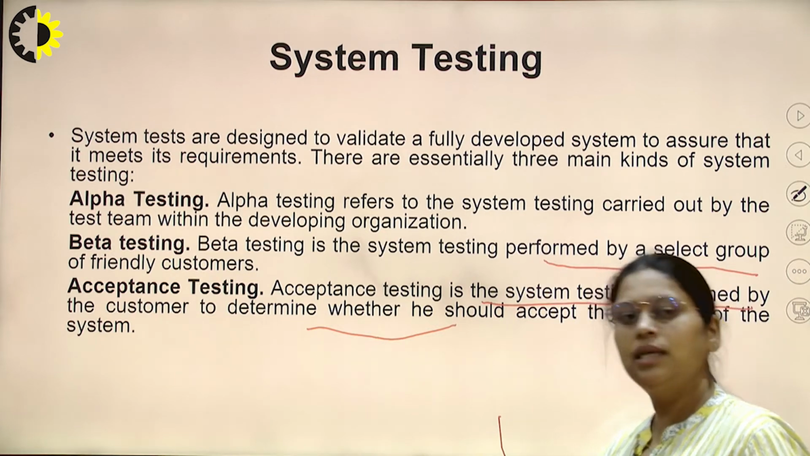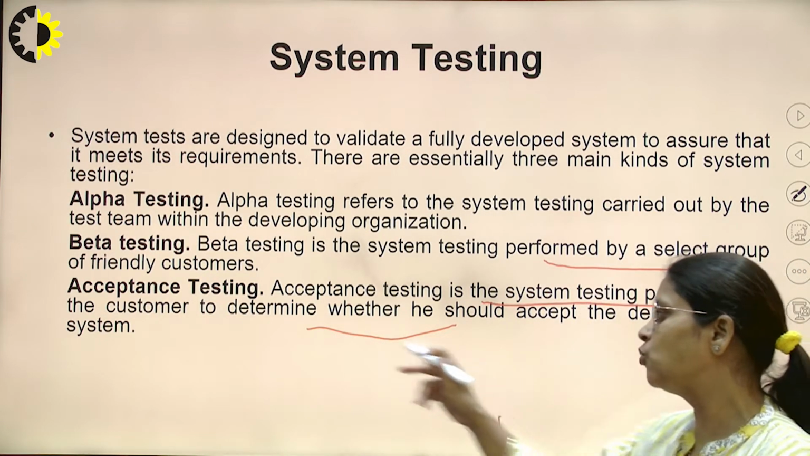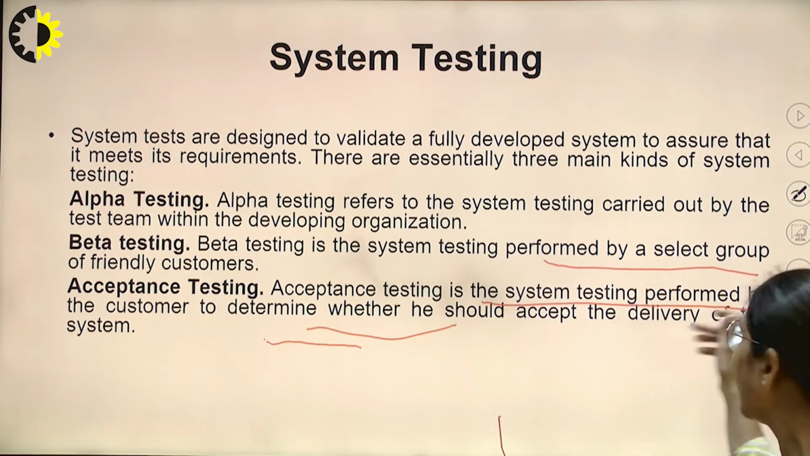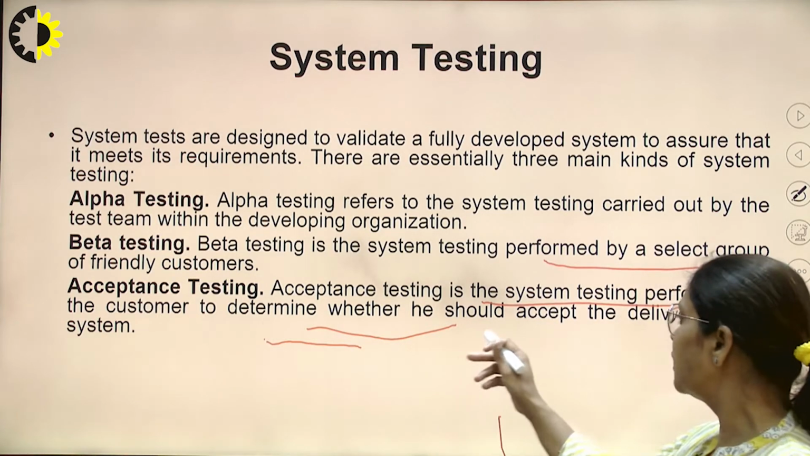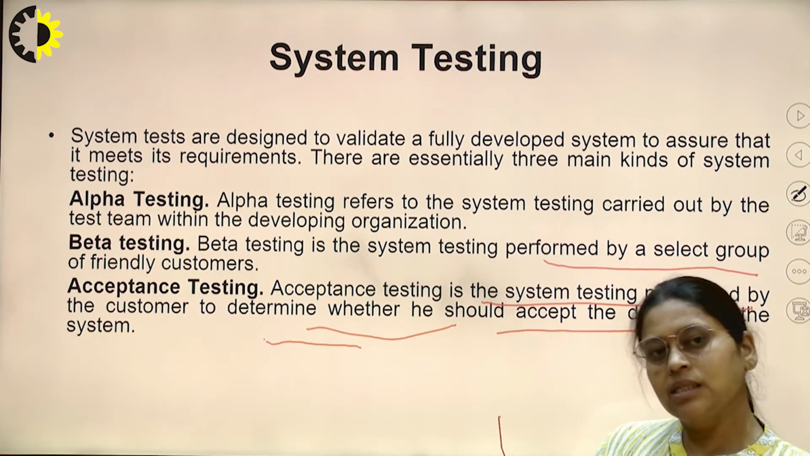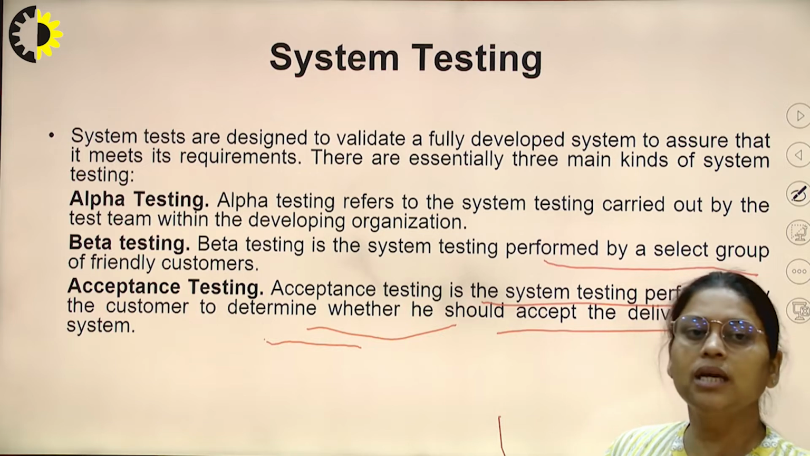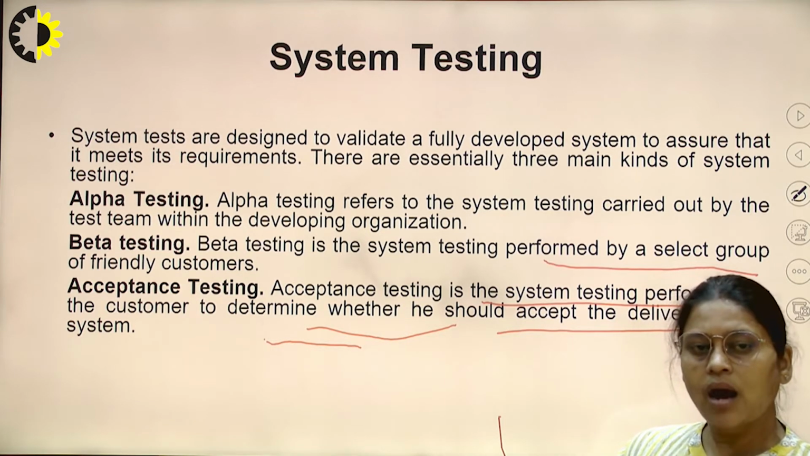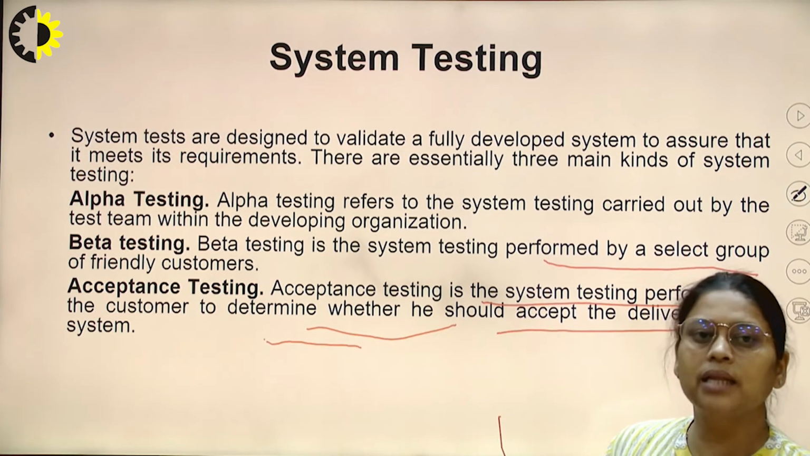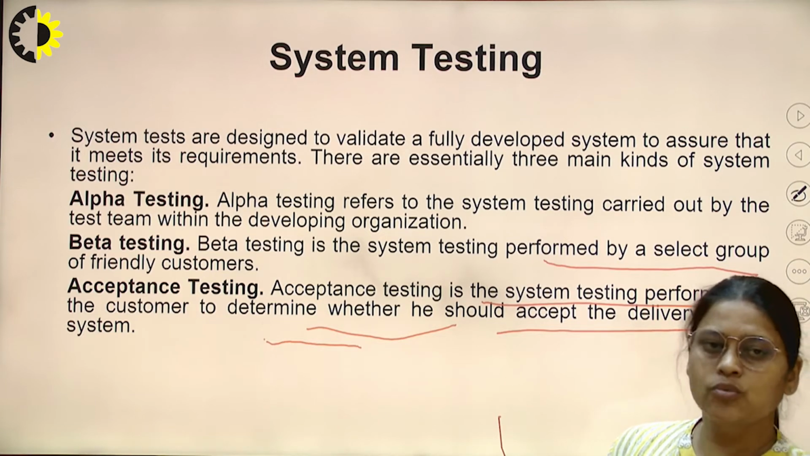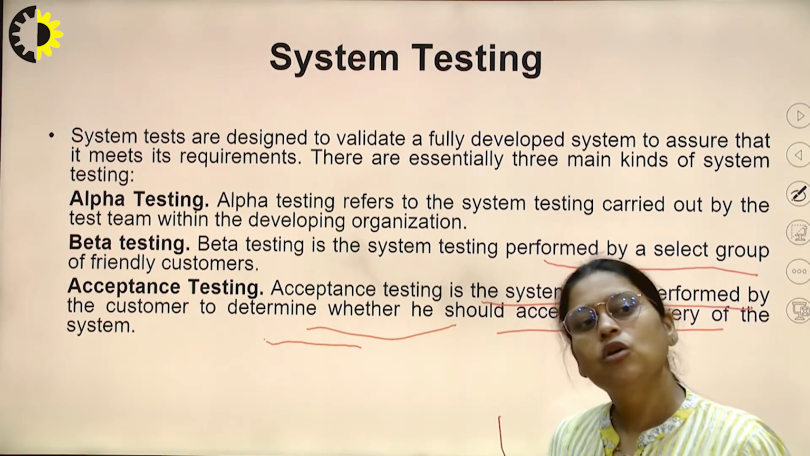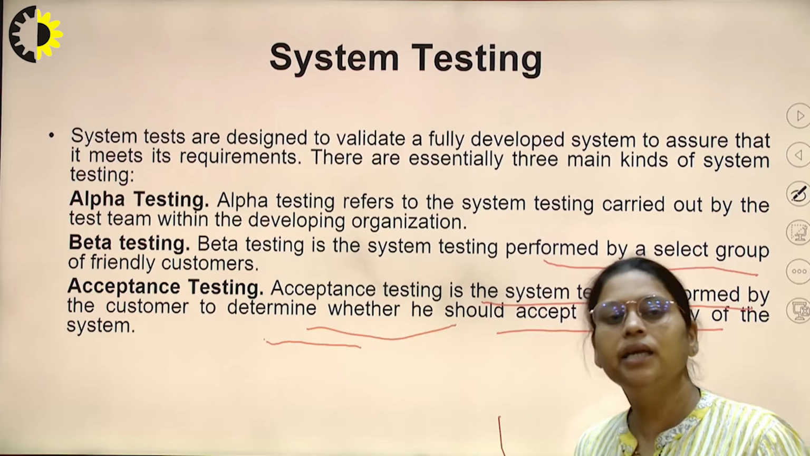So acceptance testing is the system testing performed by the customer to determine whether it should accept the delivery of the system or not. So once this testing is done on the customer platform, and after the validation and acceptance by the customer, the software is deployed to the customer side. So we have done the acceptance testing to validate the customer expectation.